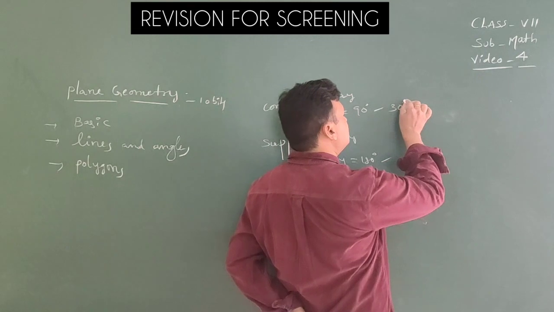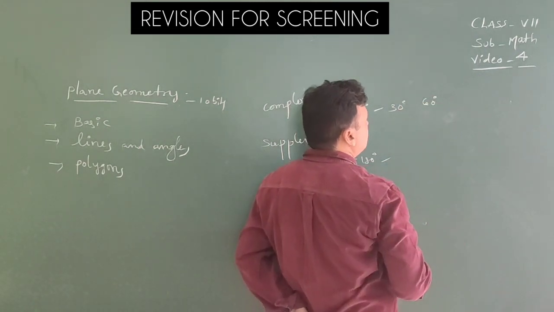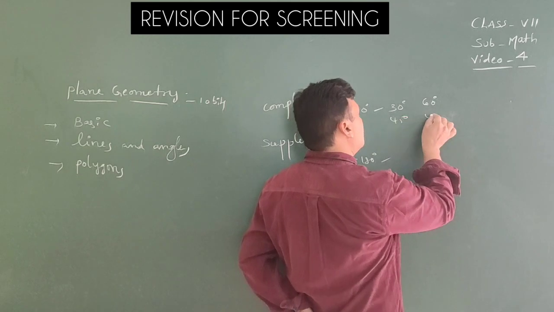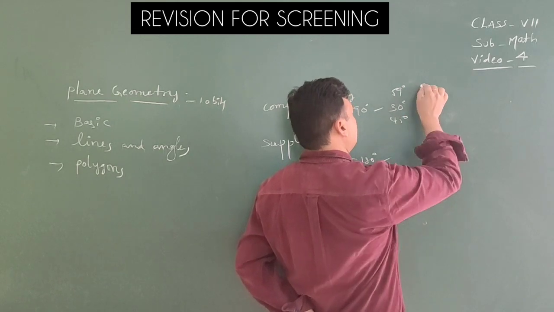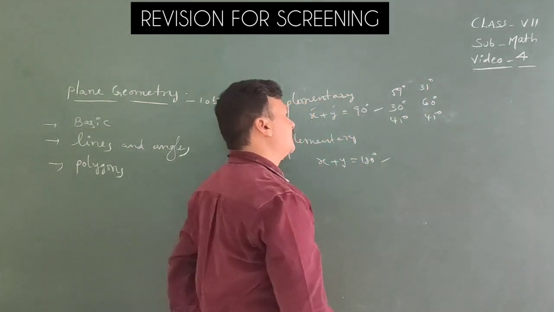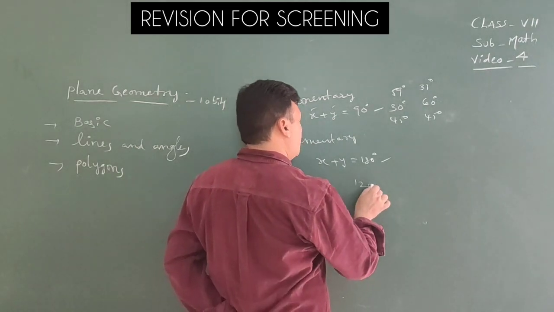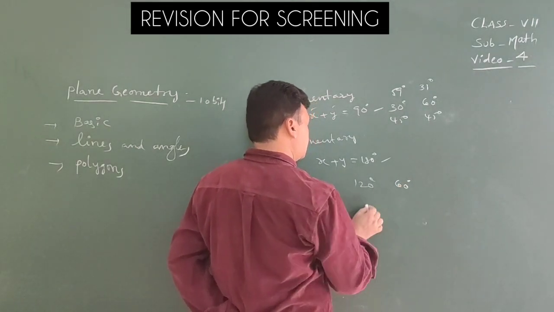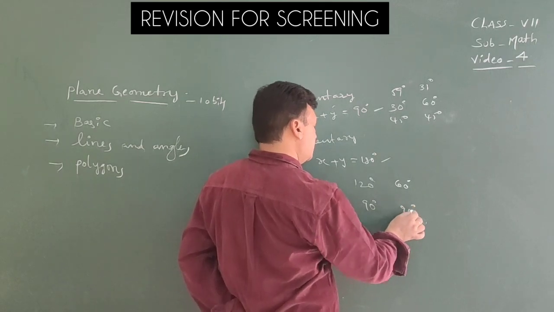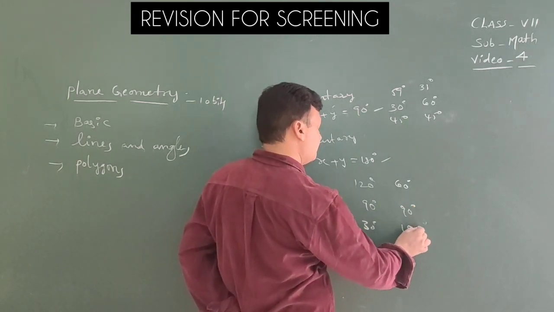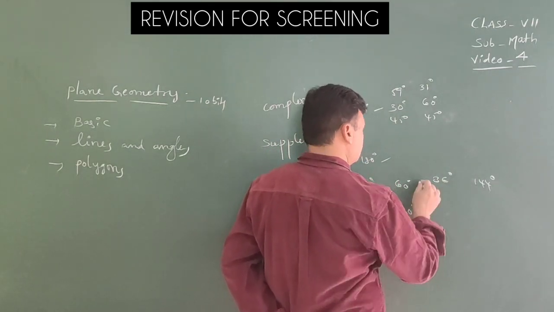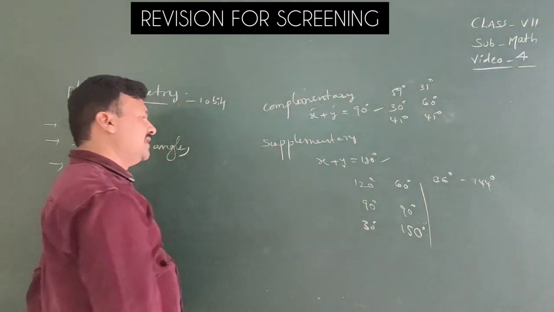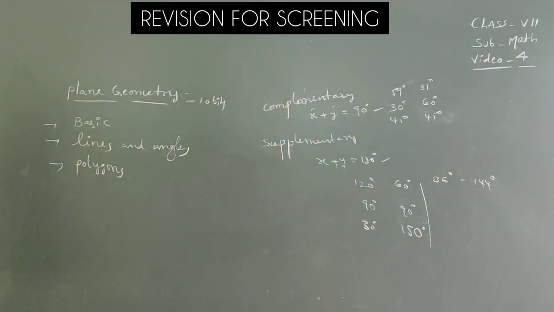30 given means 60 degrees is its complementary. 45 given means 45 is its complementary. 59 given means 31 is its complementary. For supplementary: 120 given means 60, 90 given means 90, 30 given means 150, 36 given means 144. These are the supplementary pairs of angles.